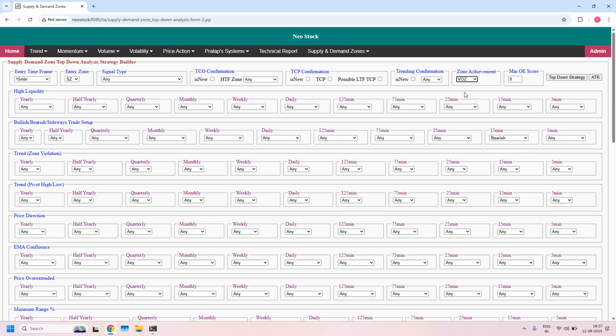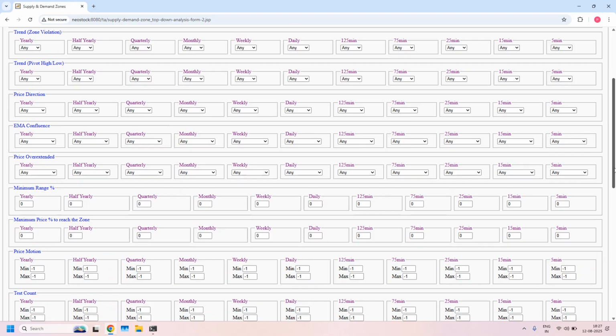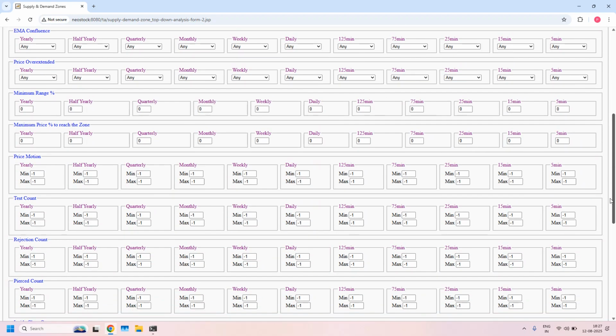Zone achievement: violated opposing zone. Minimum odd enhanced score 12. And also the 15 minute supply zone should not be pierced. So in the pierced count parameter at 15 minutes time frame, I am setting minimum value 0, maximum value 0.